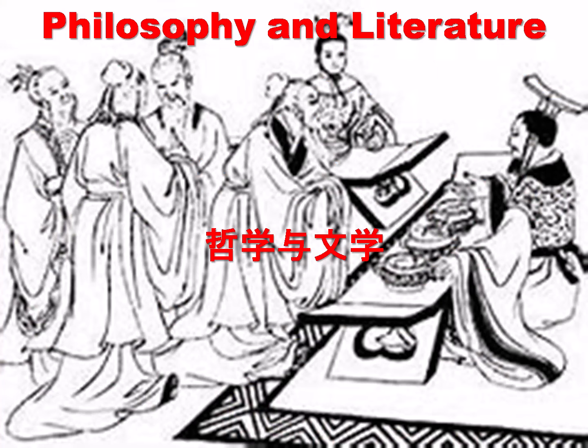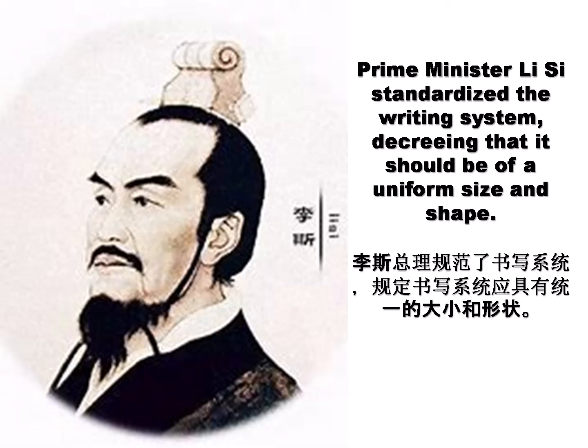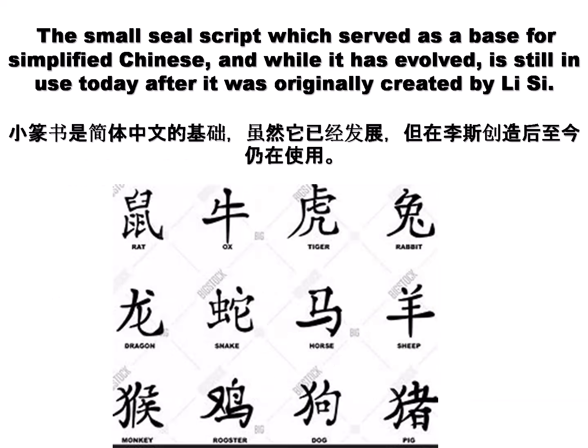Philosophy and literature. The written language of the Qin was known as logographic, similar to that used since the Zhou Dynasty. Prime Minister Li Si standardized the writing system, decreeing that it should be of a uniform size and shape. This policy was conducted across the country and would remain a part of Chinese culture for more than 2 millennia. The small seal script, which served as a base for simplified Chinese, and while it has evolved, is still in use today after it was originally created by Li Si.